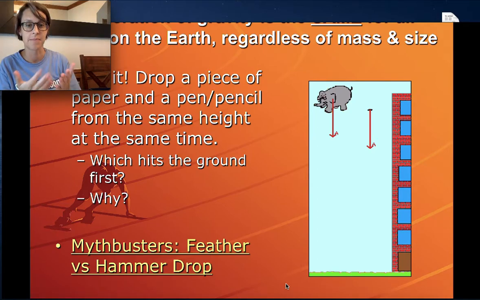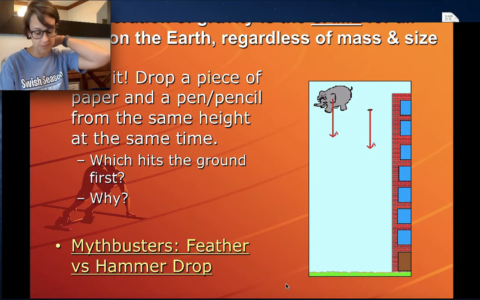So we need to remember that g is the same for all objects near the surface of the Earth. It is negative 9.8 meters per second squared. Okay.